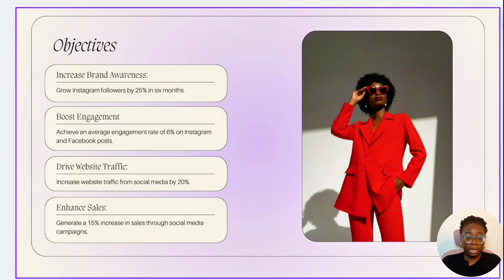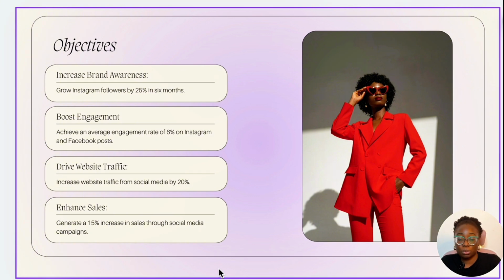The next thing is the objectives. I mentioned that your case study has to have an objective. So the objective of this case study was to increase brand awareness. And I said an example of increasing brand awareness is to grow Instagram followers by 25% in 6 months. Remember, I talked about setting SMART goals.